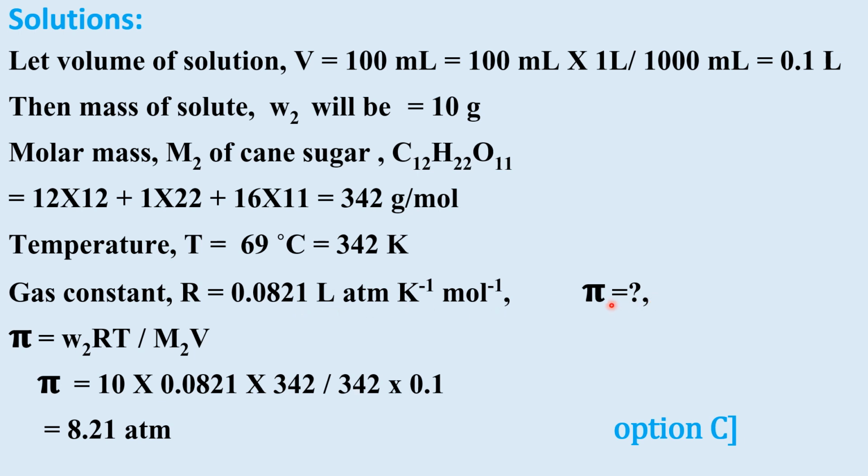We have to find out the osmotic pressure. So pi is equal to W2 RT by M2 V. Substitute the values: W2 is 10 gram, R is 0.0821 liter atmosphere per Kelvin per mole, temperature is 342 Kelvin, molar mass of cane sugar is 342, and volume in liter is 0.1 liter. Work out, you will get 8.21 atmosphere. Thus option C is correct.